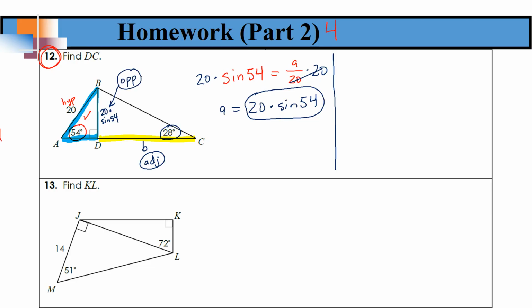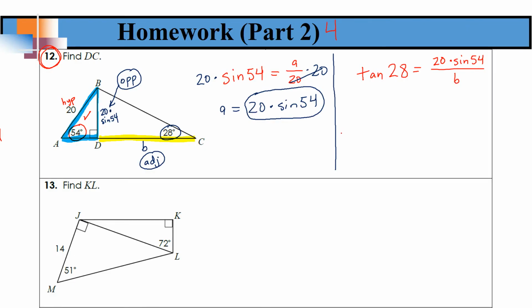Now remember SOH CAH TOA. Which one of our trig ratios uses opposite and adjacent? It would be tangent. So let's go ahead and set this up. We know that tangent of 28 degrees will be equal to the opposite side, which, as we said earlier, is this expression, 20 times sine of 54, over the adjacent side, which is B.